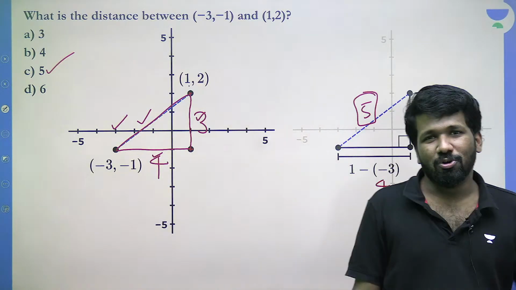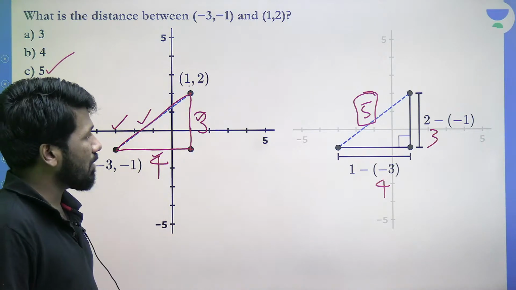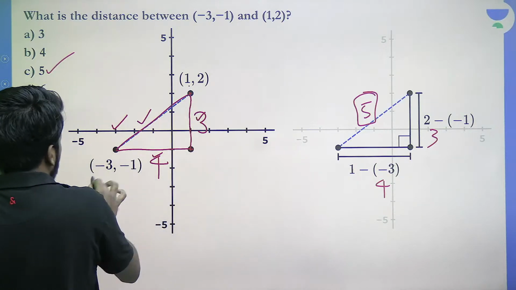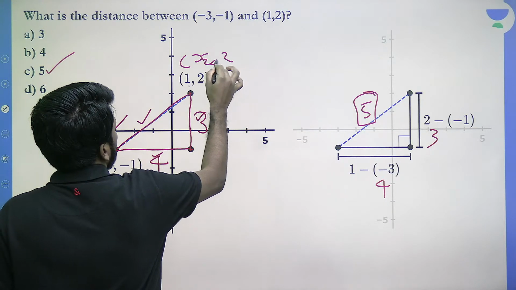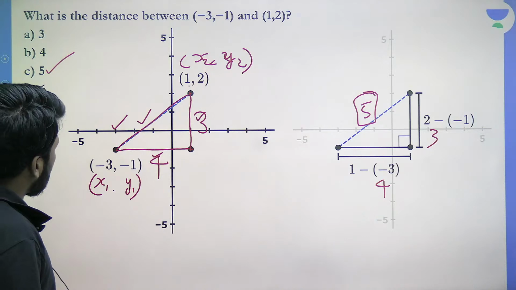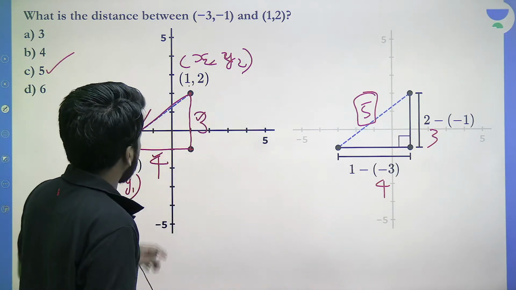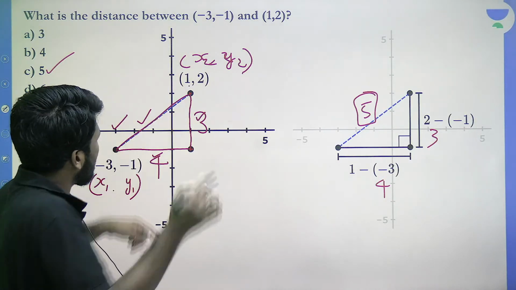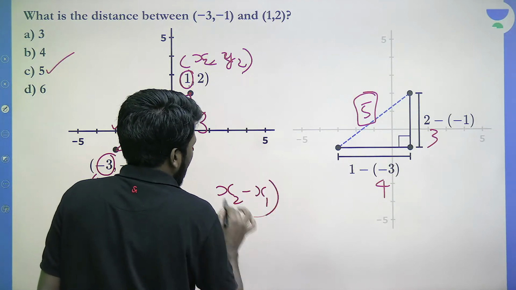Actually, this is what is called the distance formula you have done. The distance formula is the same thing, na? If you call this, say, (x1, y1) and (x2, y2), how can you generalize this? This distance will be what? Look at this. 1 minus -3 means x2 minus x1. Are you all understanding this? x2 is this, x1 is this. x2 minus x1 and the whole square.